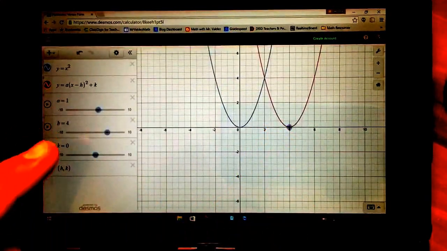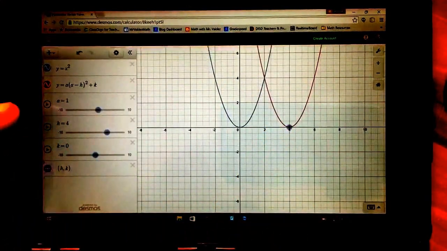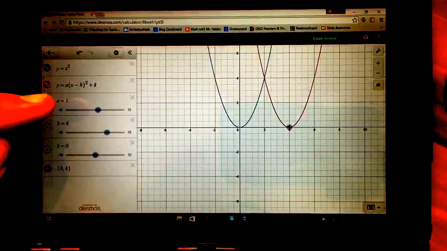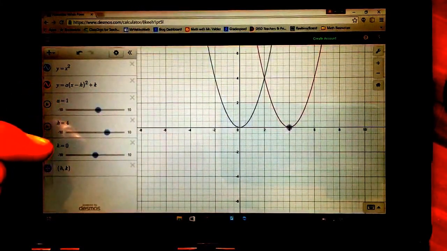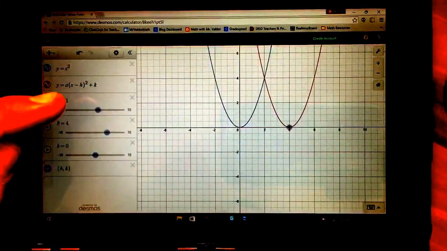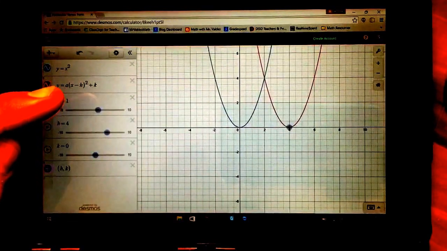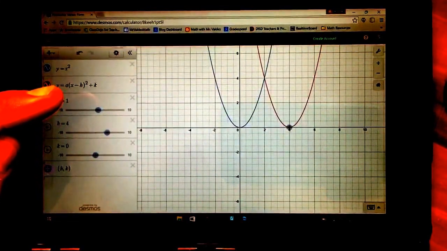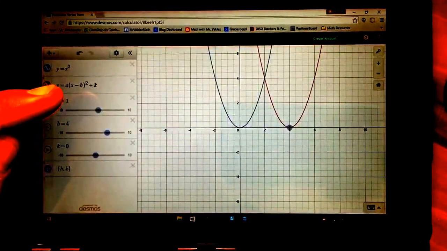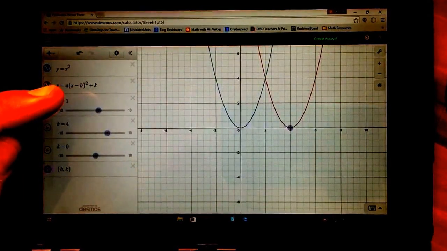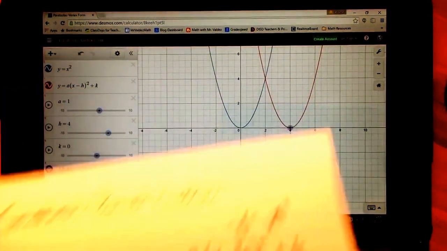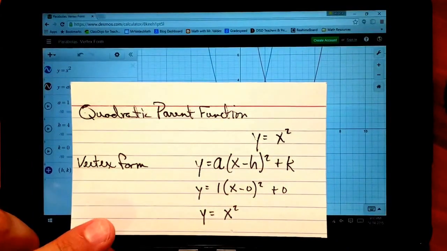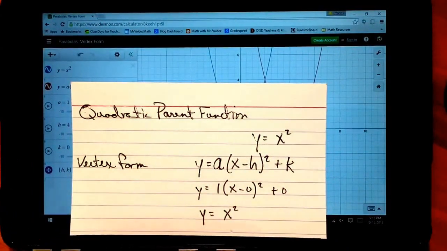And one of the really cool things about Desmos is it allows us to have sliders. So remember I told you that a, h, and k are coefficients in our vertex form. When we graph this, when we do anything with this, a, h, and k need to be numbers of some kind. So let's take a moment and just kind of recap what we talked about last time.